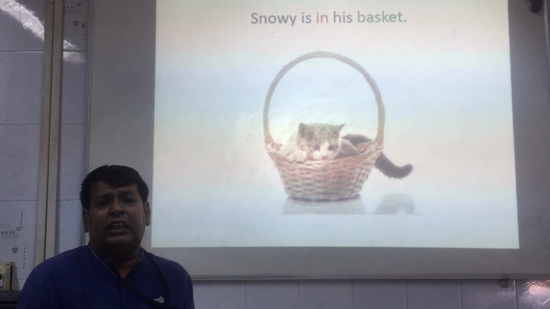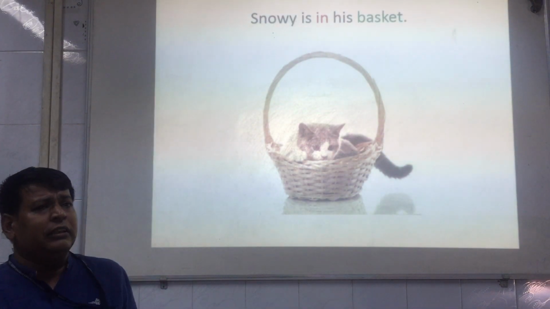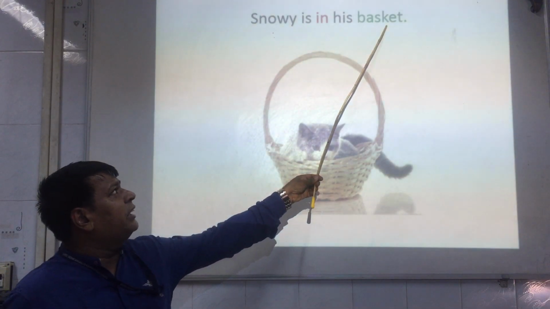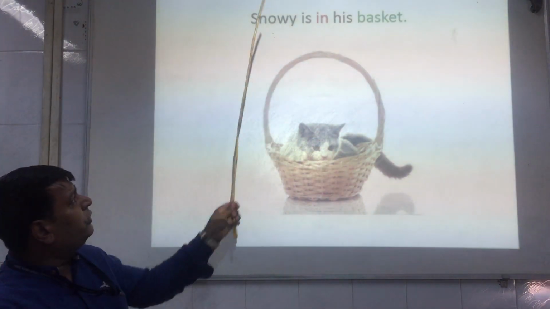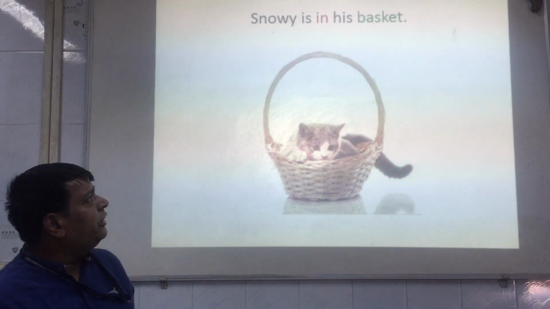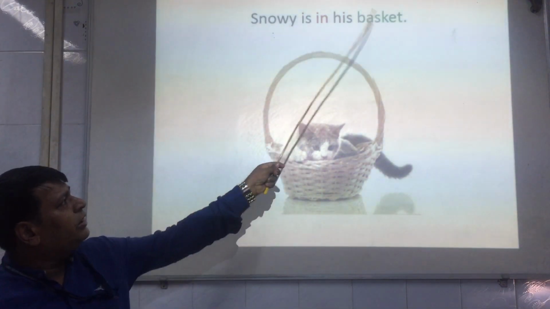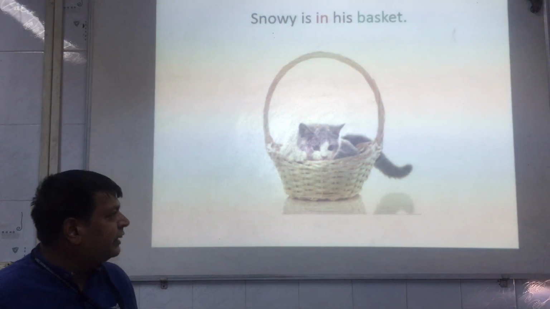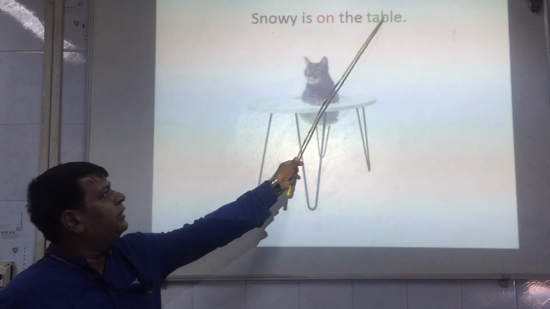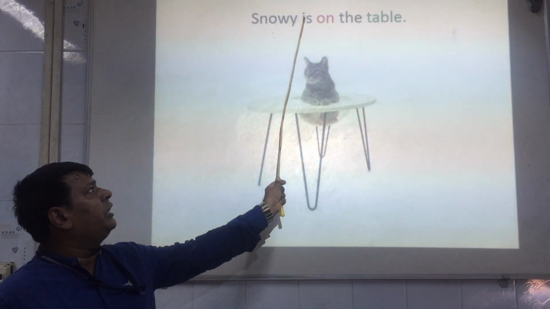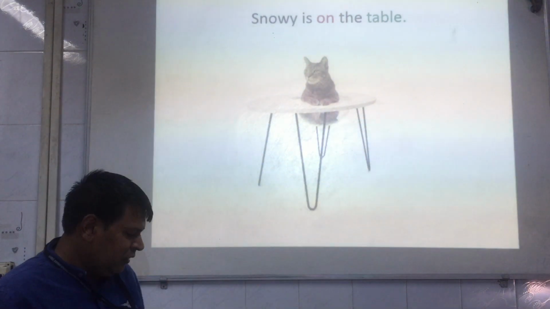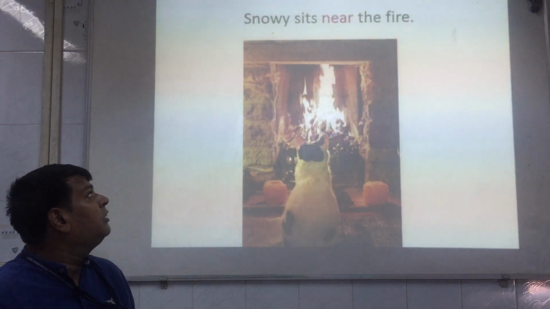Now, but before starting the topic, I would like to show you all something. Just see here, Snowy is in his basket. Now, observe the word in the red color and the word in the green color: in and basket. See the next pic now. Snowy is on the table. Now, on and table. Let's see the next pic.